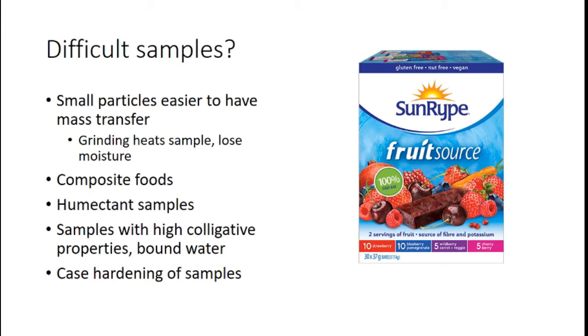Some samples are just more difficult to deal with, and we'll address some of the challenges here. The smaller you can make the particles in your food product, the easier it's going to dry, and the faster it's going to dry, saving you energy and time. The challenge is, for some food products, you have to grind it using some sort of mechanical grinding, coffee grinder, a ball mill, and grinding heats up the sample and you're going to lose moisture during that process. So you may need to manually chop some products or chop it in a way that's going to keep the product cold.